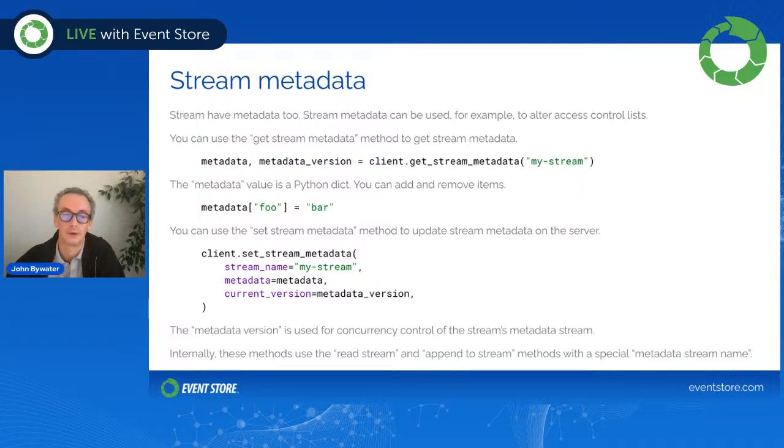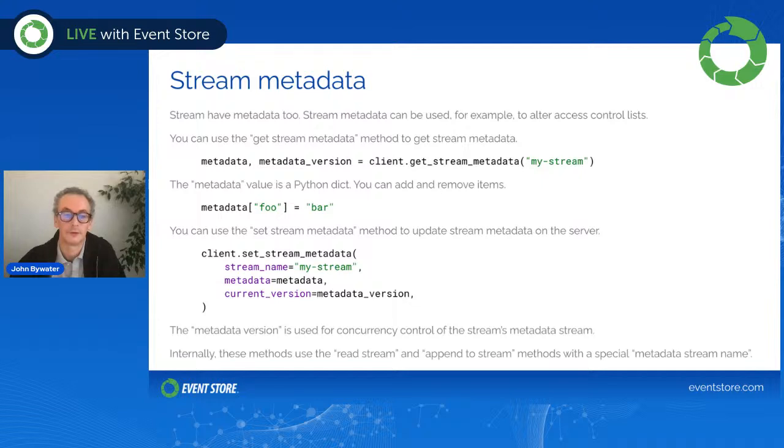The metadata dictionary can be changed. It's just a Python dictionary. You can set values or delete values. And then you can call the setStreamMetadata method to update the stream metadata on the server, passing in the stream name, the metadata itself, and then the current version which you got when you called getStreamMetadata.